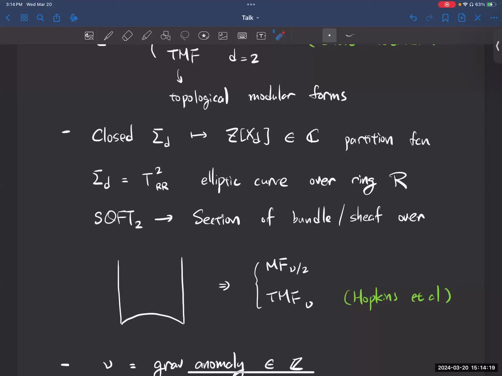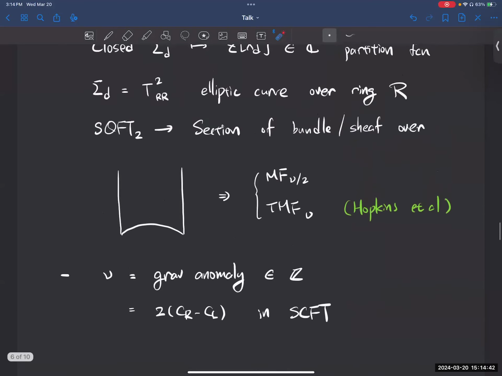But there's a much more sophisticated way. I don't really know the mathematical definition, but Hopkins et al. defined a certain sheaf over this moduli stack. And when they take the global sections of it, it defines for you this TMF.